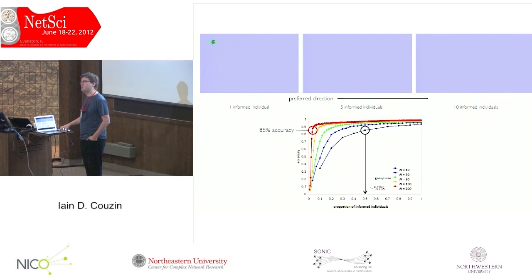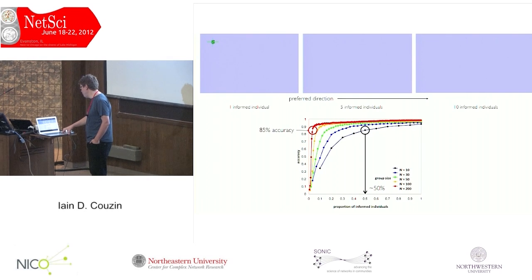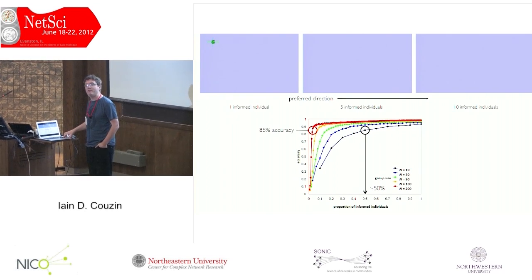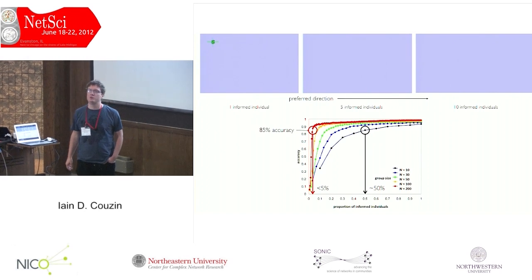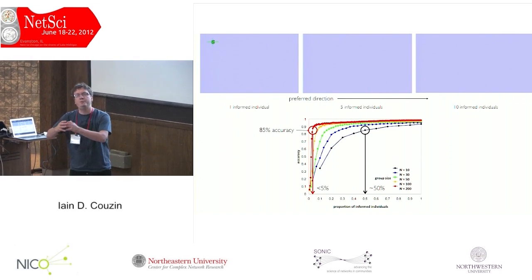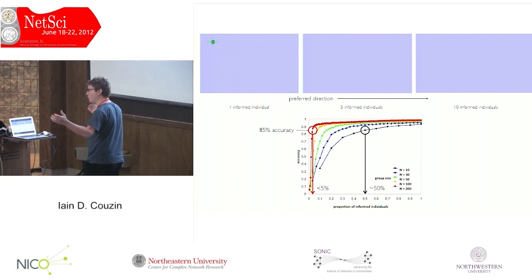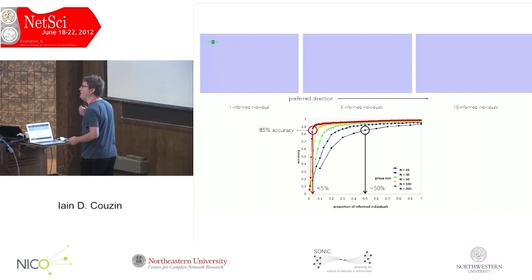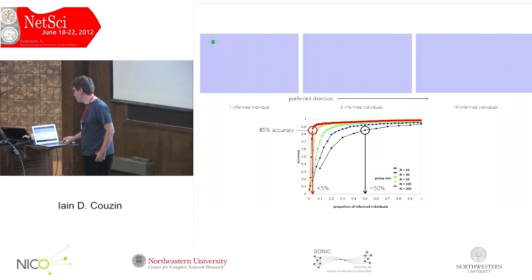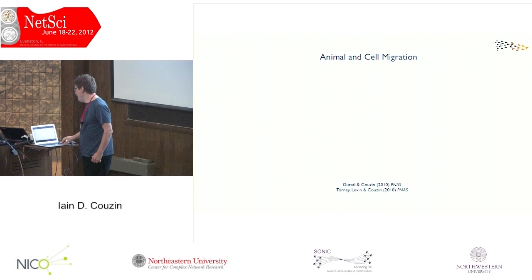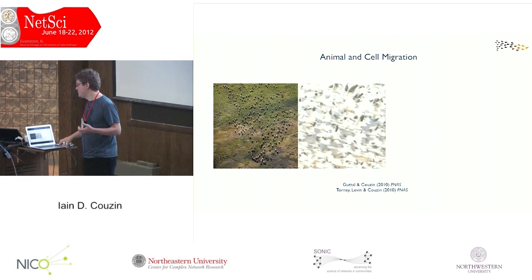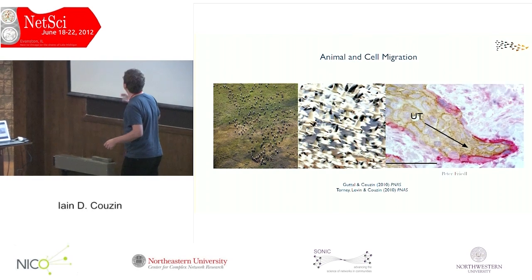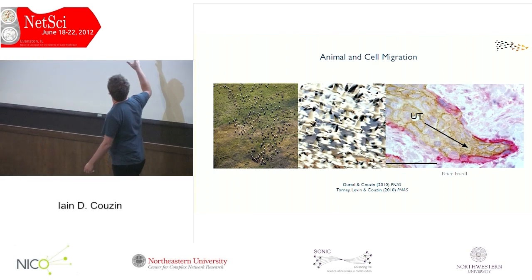However, if we go to the largest group we looked at, 200 individuals, for the same level of accuracy, now we need less than 5% of the individuals to have information. So as group size gets larger, the proportion of informed individuals you need to guide the group gets much, much smaller. And this has given us lots of clues about how to understand and model both animal migration and also cellular migration.